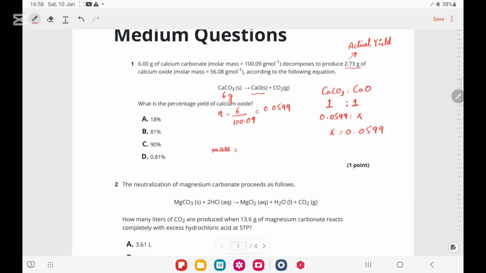So mass is equal to mole times molar mass. Mole is 0.0599 multiplied by molar mass, which is 56.08, and that comes out to be 3.36, and that is the theoretical yield.